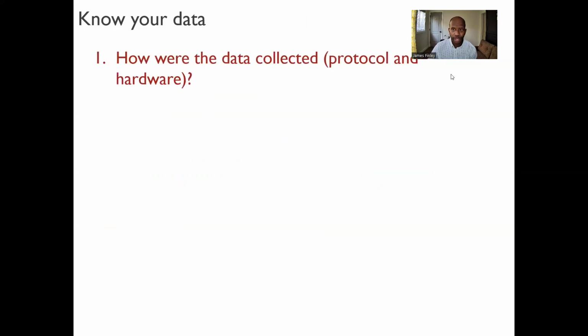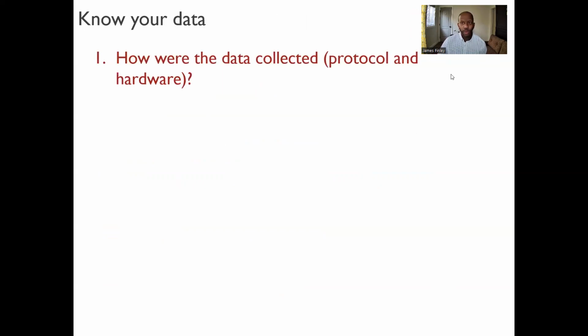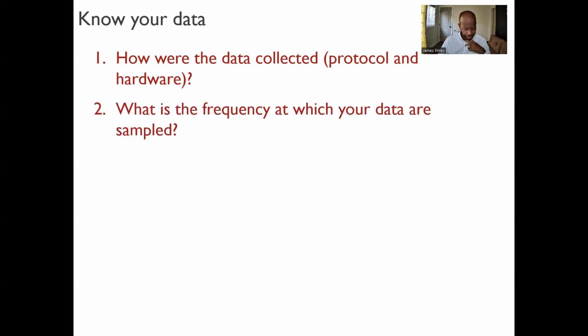Okay, so knowing your data, what are some things you want to consider when you are making sure you understand the type of data that you're dealing with in your analysis pipeline? One of the first things to keep in mind is to make sure that you understand how the data that you're analyzing were collected. So what was the data collection protocol? What kind of hardware was used? Who collected the data? Many of these things are extremely important and can ultimately influence the conclusions that you make.